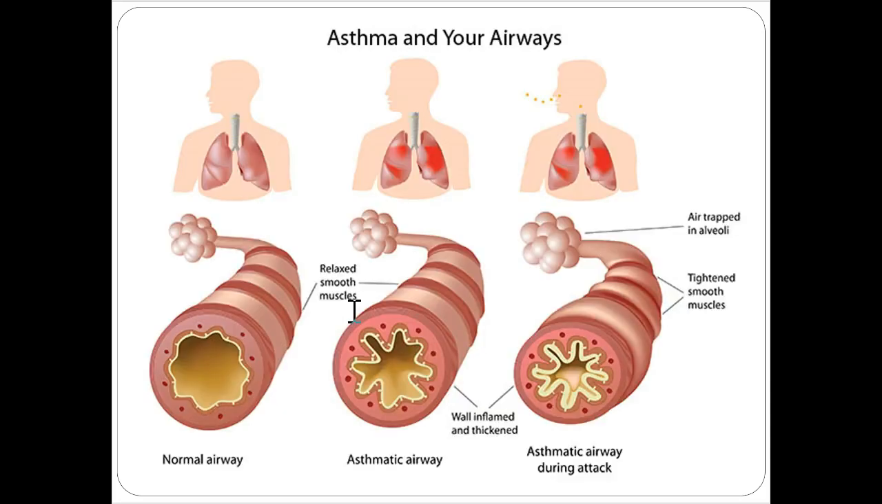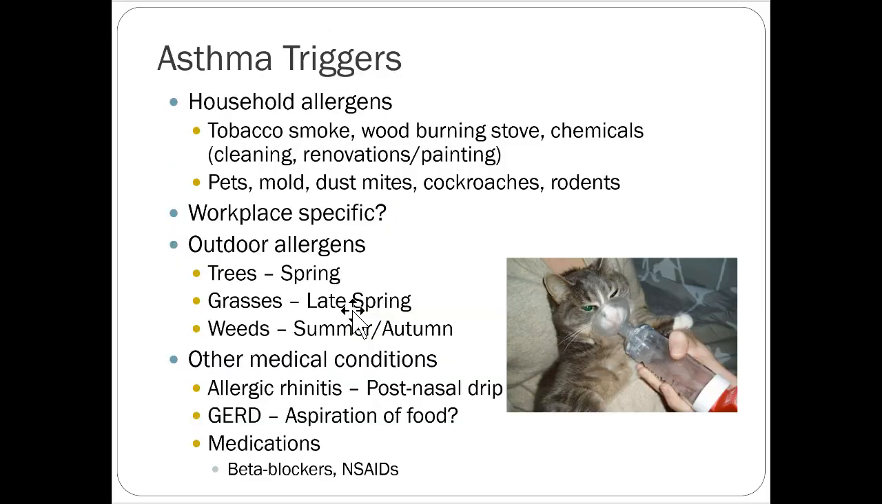Here's a drawing for you guys in case you want to see swollen airways. Asthma triggers. So what can you do to prevent asthma? Certainly household triggers: tobacco smoke, wood burning stoves, chemicals, like if somebody's doing a remodel or a renovation, that could certainly contribute. Pets, mold, dust mites, cockroaches, rodents, all of those can be triggers as well. So that might be the first step, taking care of some of these issues if somebody's having chronic asthma.